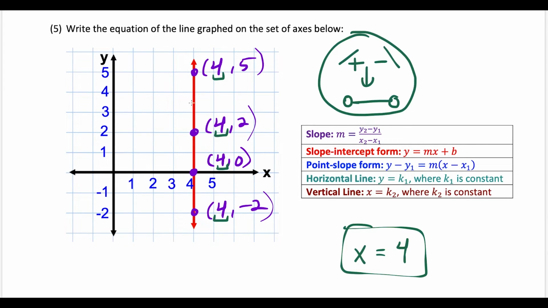So if we look at this vertical line here, and let's say I pick any 2 points. If I were to pick, let's say 4, 5, and 4, 2. So I make this my x1, y1, and I make this one my x2, y2.